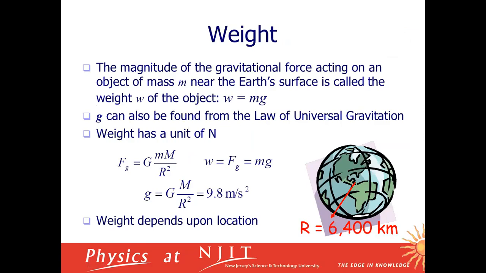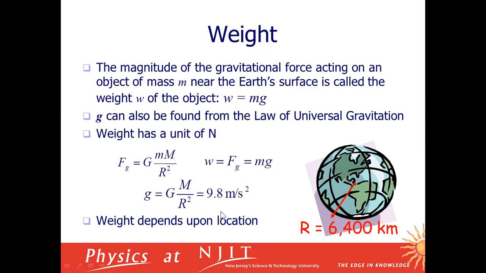Now, the magnitude of the gravitational force acting on an object of mass m near the Earth's surface is called the weight. Your weight is calculated by mass times the gravitational acceleration. Your G can also be found in the law of universal gravitation. Weight has a unit of newtons as well.